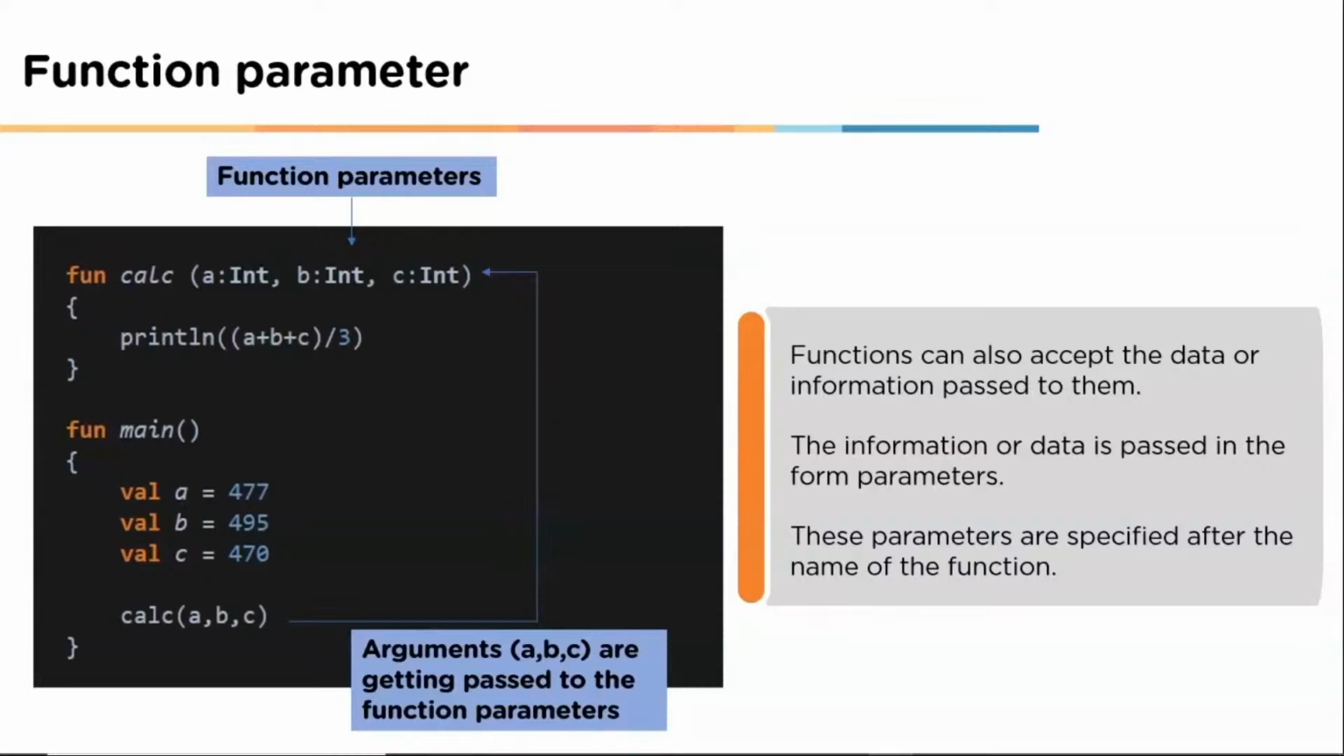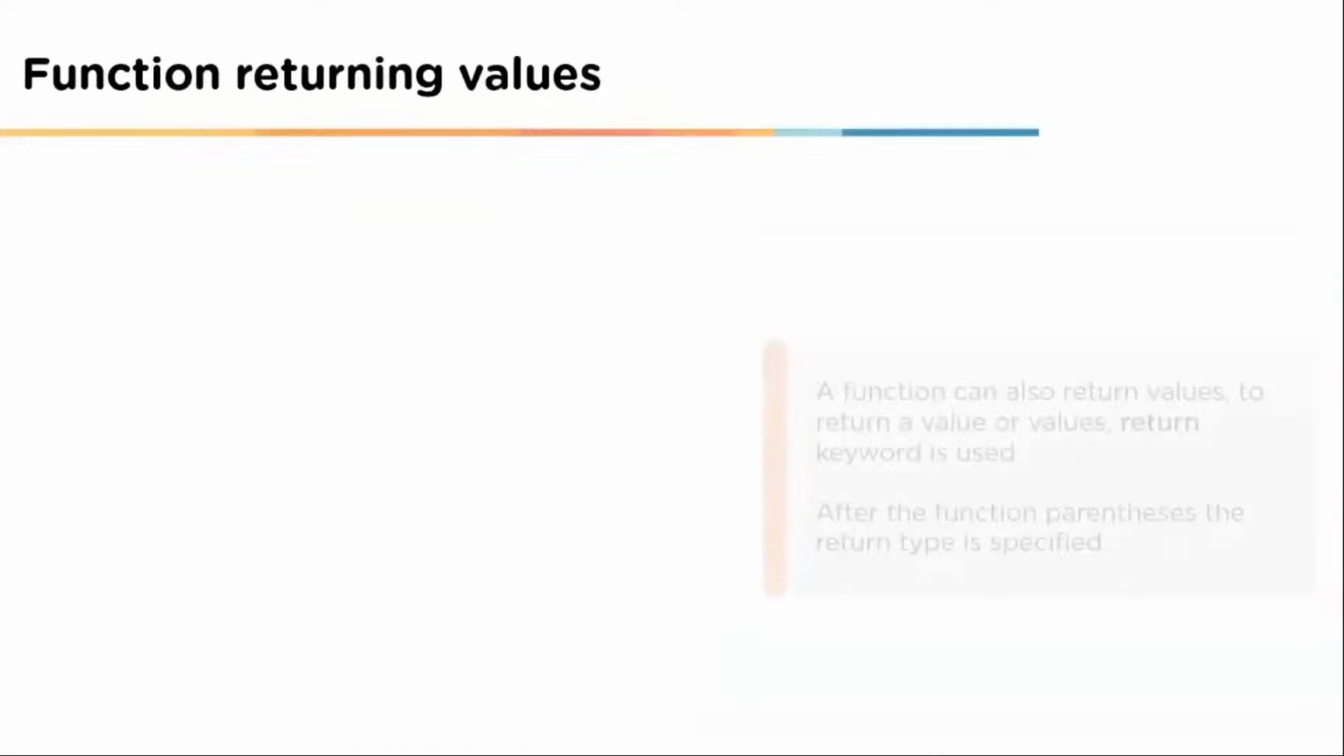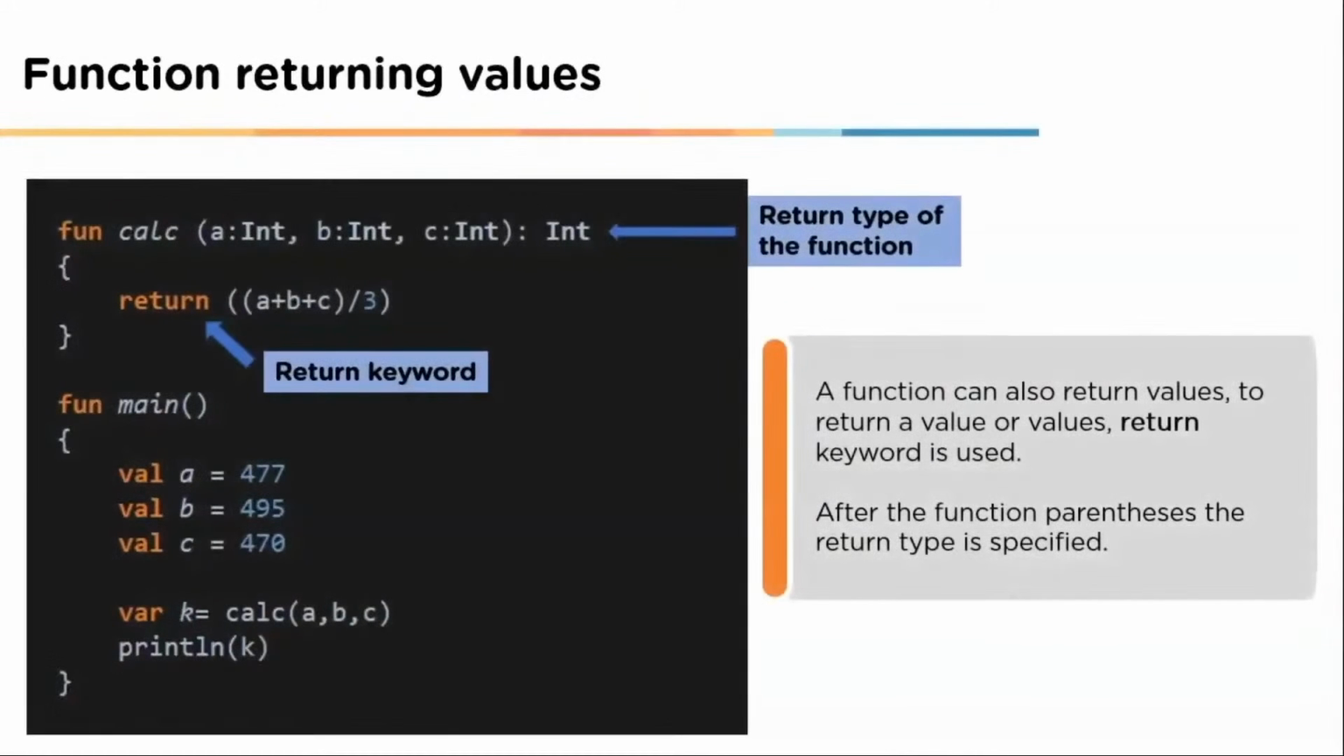So now let's understand the next topic, which is function returning values. Just like printing the values, functions can also return values. To return a value or values, the return keyword is used. Also, while returning a value, the return type of the function is specified. As you can see in the example, int is the return type of the function and the return keyword is used to return values to the main function where they are getting printed.